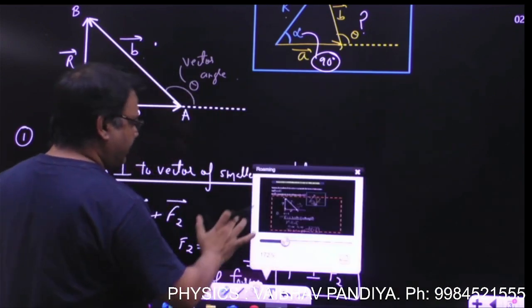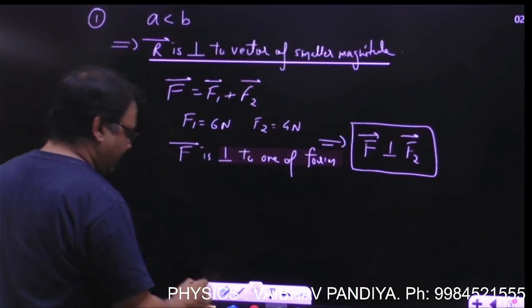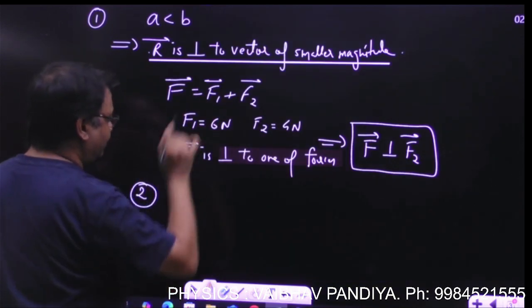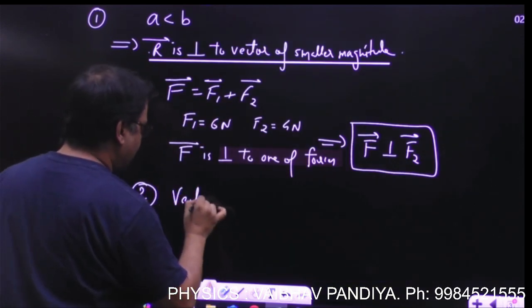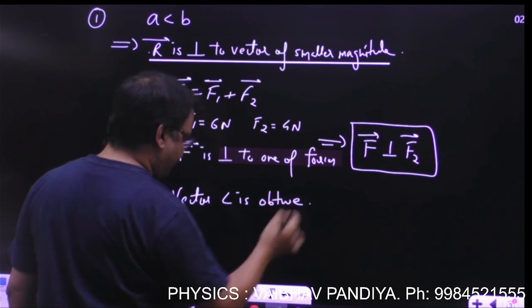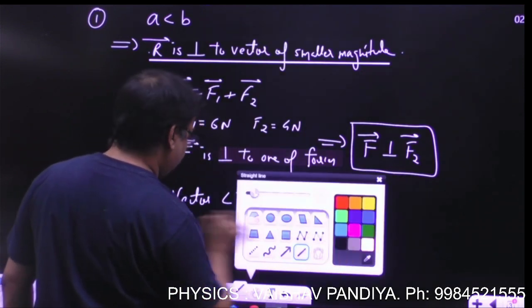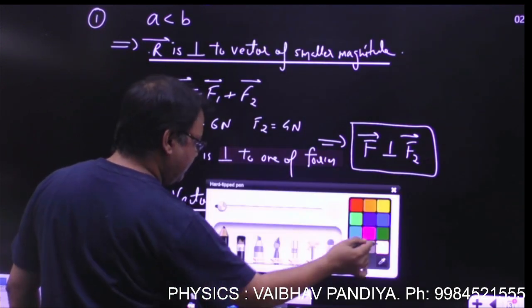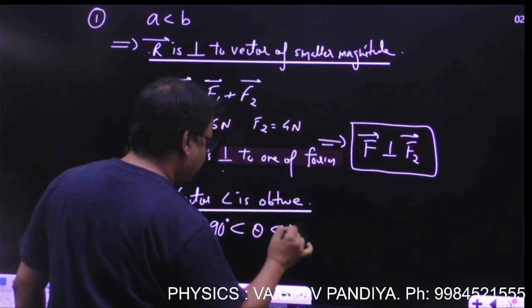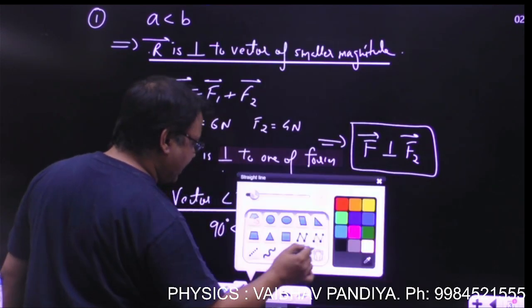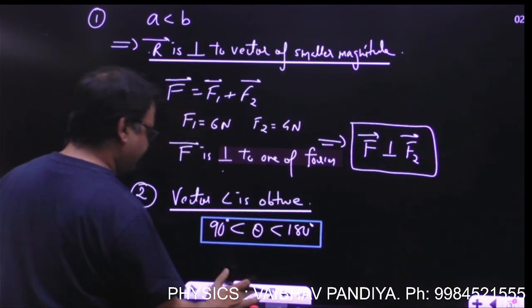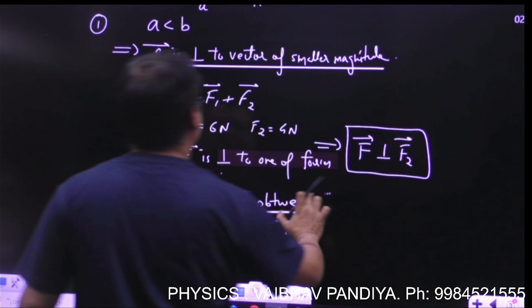So the second property: whenever the resultant vector is perpendicular to one of the two vectors, the vector angle is obtuse. That means the angle between A and B, theta, will be between 90 degrees and 180 degrees. It can never be an acute angle. Got it? It can never be an acute angle. This is your second property.